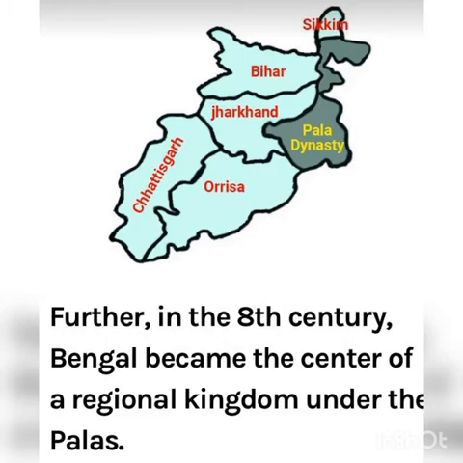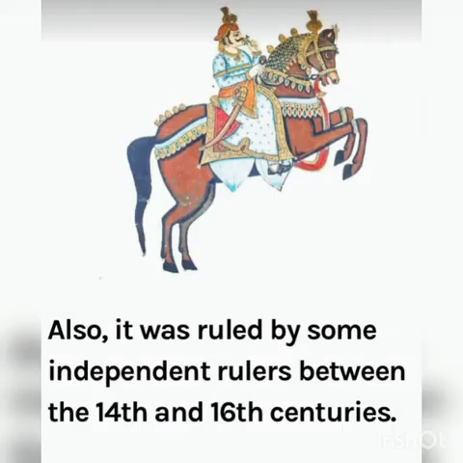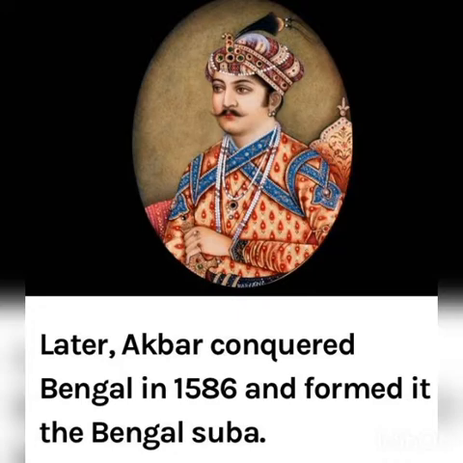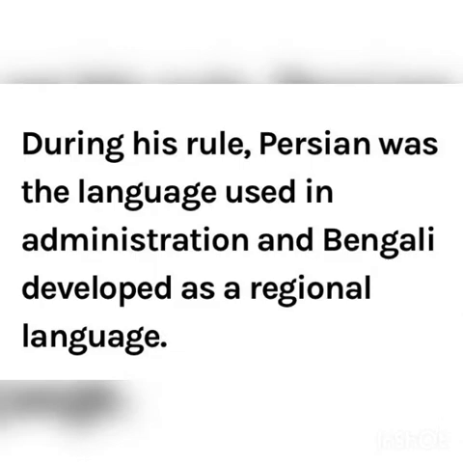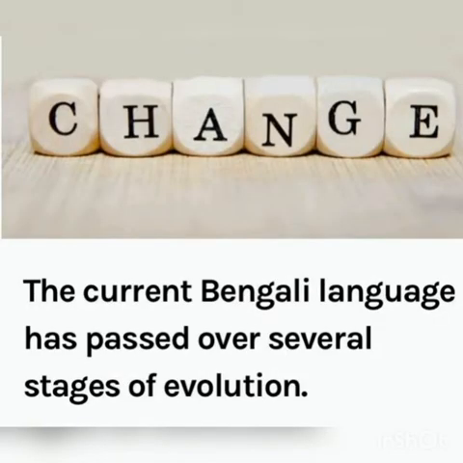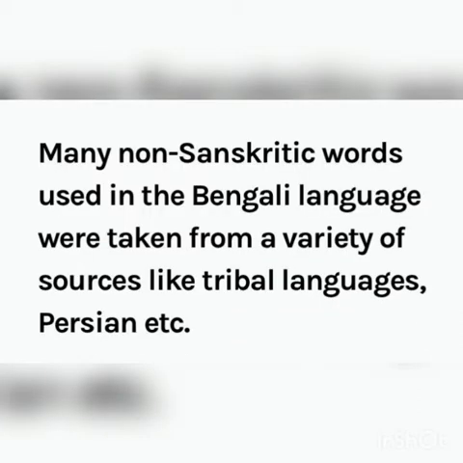Further, in the 8th century, Bengal became the center of a regional kingdom under the Palas. Also, it was ruled by some independent rulers between the 14th and 16th centuries. Later, Akbar conquered Bengal in 1586 and formed the Bengal Suba. During his rule, Persian was the language used in administration and Bengali developed as a regional language. The current Bengali language has passed through several stages of evolution. Many non-Sanskritic words used in the Bengali language were taken from a variety of sources like tribal languages, Persian, etc.